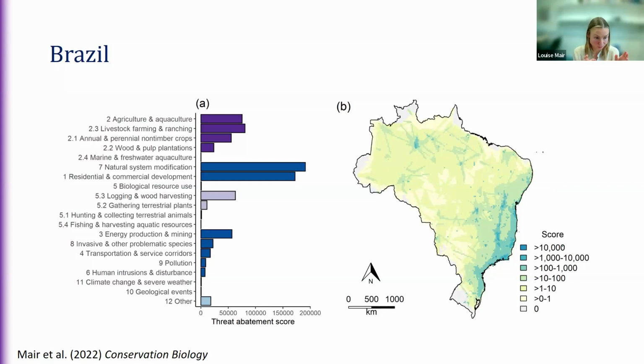So for Brazil, we've got the information on the relative contribution of the different threats. Natural system modification comes out on top, but this is partly because it's a catch-all for land use change. So it would be helpful to get to the stage where that information is more refined and we start to understand those drivers of land use change.